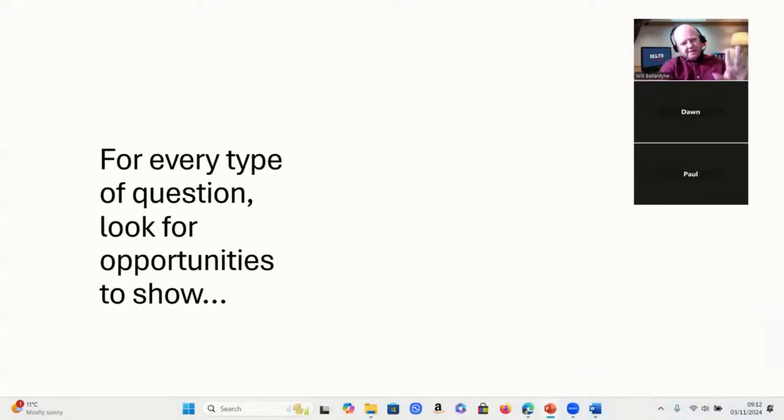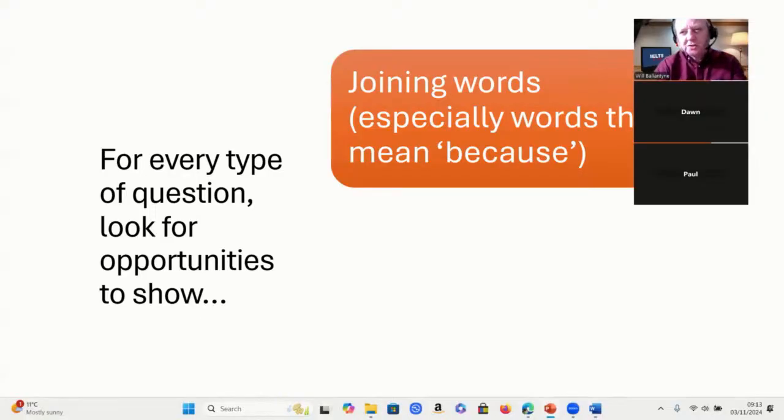So first, for every type of question in part one, you look for opportunities. So he asks you a question and you're thinking, right, what can I show him? What can I show this examiner? You want to show the examiner something that's going to impress him and make a good impression from the very start. You don't want him thinking 4 or 5 right at the start. You want him to think at least 6. So you're thinking, I've got to keep talking. Now, what about the grammar and vocabulary? What can I use? So you're looking for opportunities to show these things.